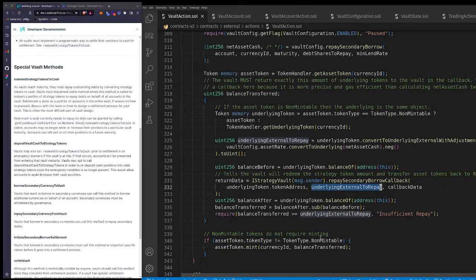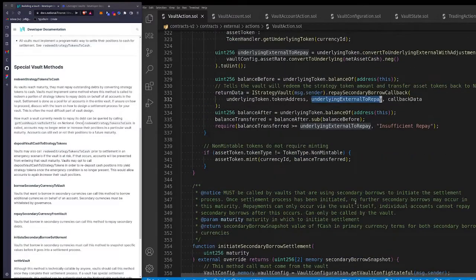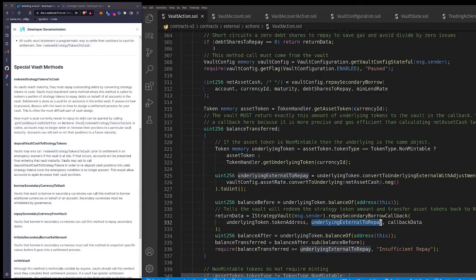The reason for this is that dealing with the Notional AMM can lead to various off by one errors and things like that. So this is a gas efficient way to ensure that we don't have to do one pass through the liquidity curve in order to figure out how much the vault needs to repay. So that will reduce an account's debt. This method can also be used to repay the secondary borrows in a pooled nature during settlement.